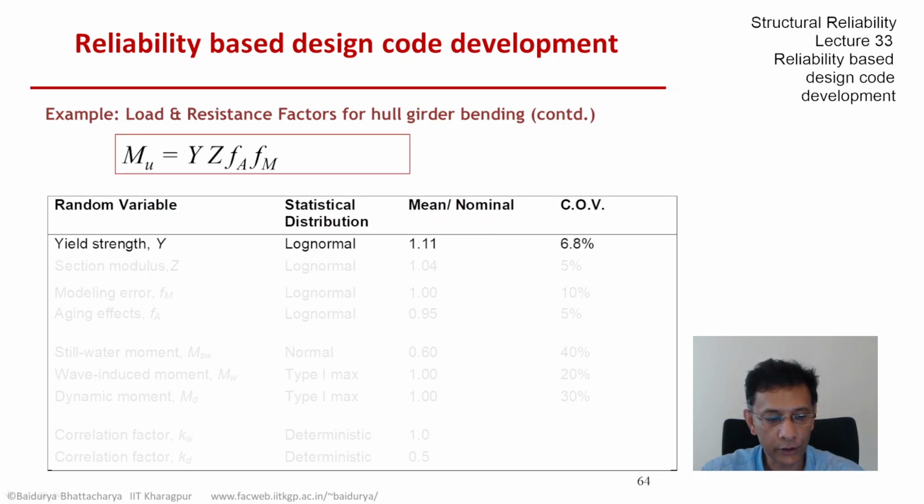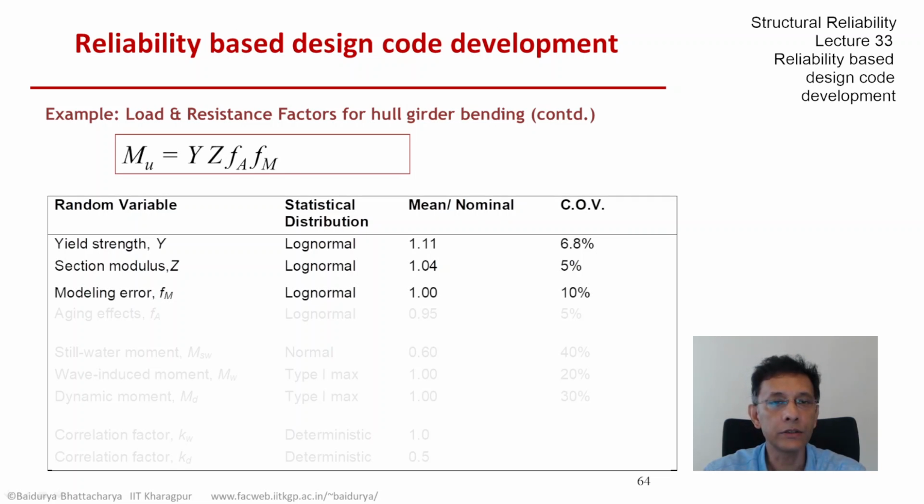So we do the same way, we normalize. We use normalized statistics because soon we are going to normalize the limit state equation with the design equation. The second factor in the moment capacity is the section modulus of the hull girder, and that's also log normal with a bias of 1.04 and COV of 5%.